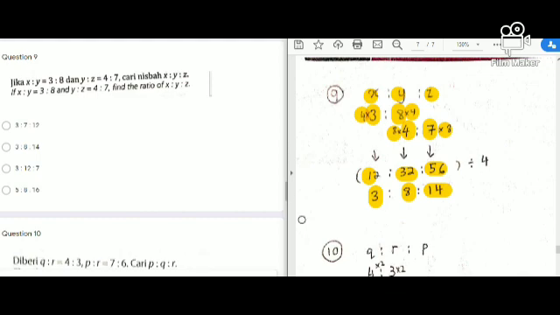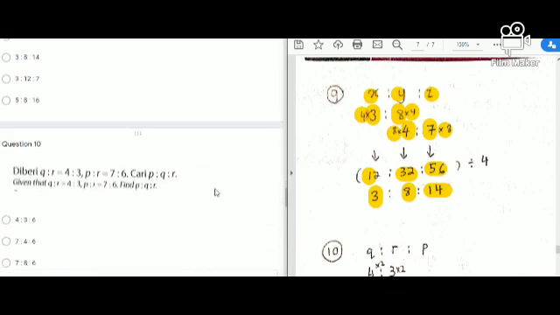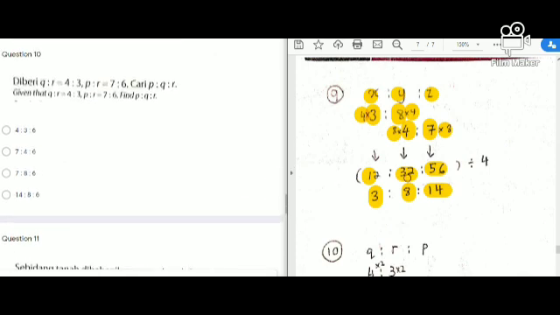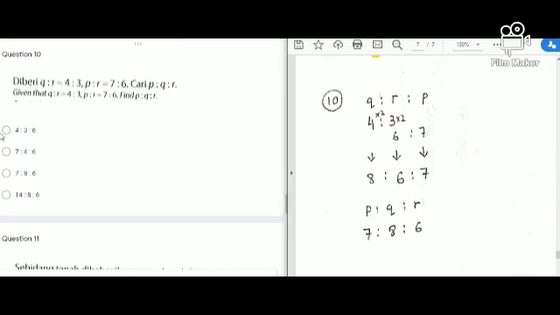Okay, so we will do the next question almost the same as this one. Question number 10. Okay, given that QR, so you write QR equal to 4, 3. Okay, and then PR, so P here, R here, 7, 6. Remember, don't write it wrongly, okay, so P, you write 7, R is 6, so R, 6.